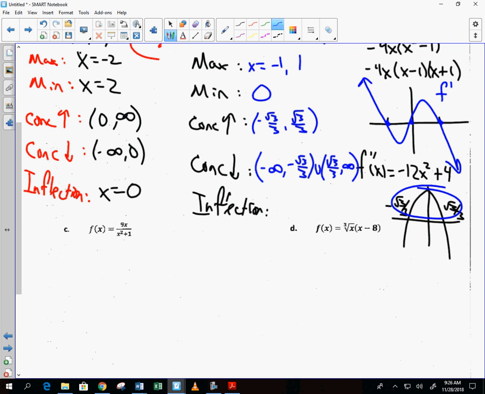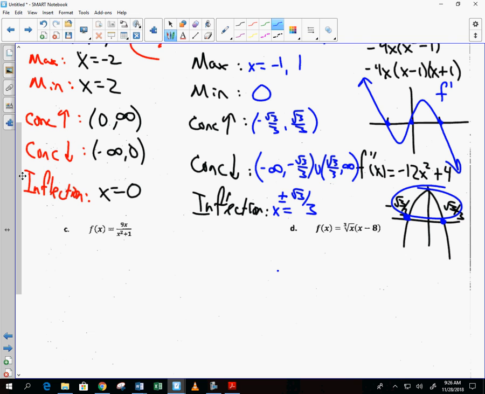Where's the inflection point? Where's the change? The inflection point occurs when the second derivative changes sign. It changes sign right here. It changes sign right there. Changes from negative to positive, changes from positive to negative.